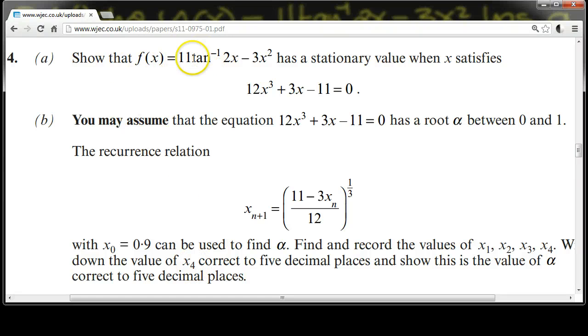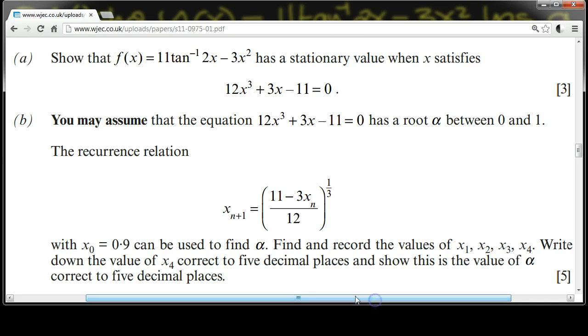Show that f of x equals 11 tan to the minus 1 of 2x minus 3x squared has a stationary value when x satisfies this equation here. You may assume that the equation here has a root alpha between 0 and 1. The recurrence relation given here with x0 equals 0.9 can be used to find alpha. Find and record the values of x1 to x4.